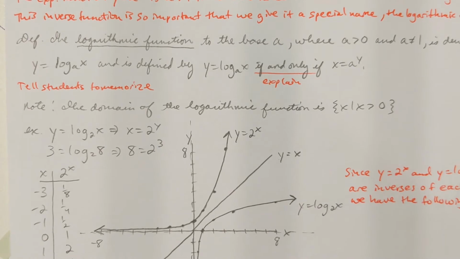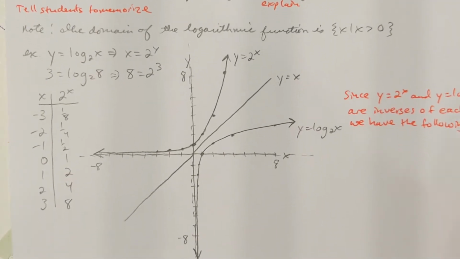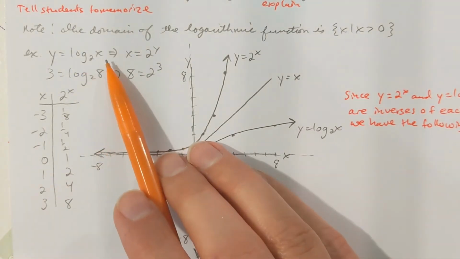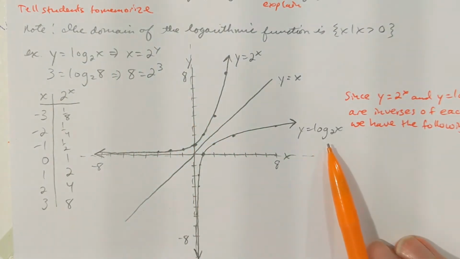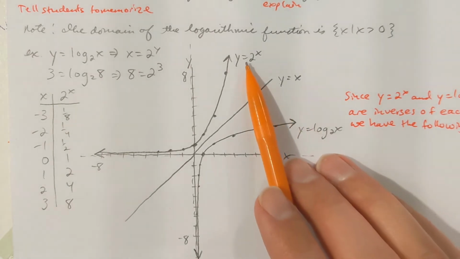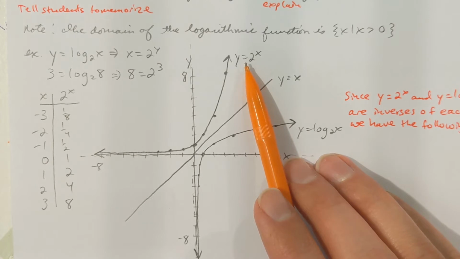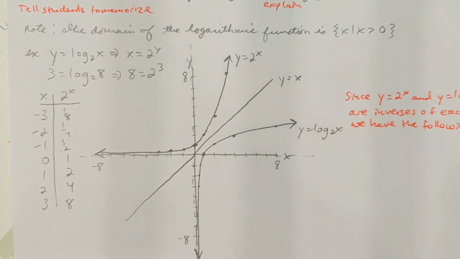Now, in this example here, I would like us to graph y equals log base 2 of x. In order to graph y equals log base 2 of x, I'm going to have us first regraph y equals 2 to the x, okay? Because y equals 2 to the x is going to play a role in how I get the graph of this logarithm.